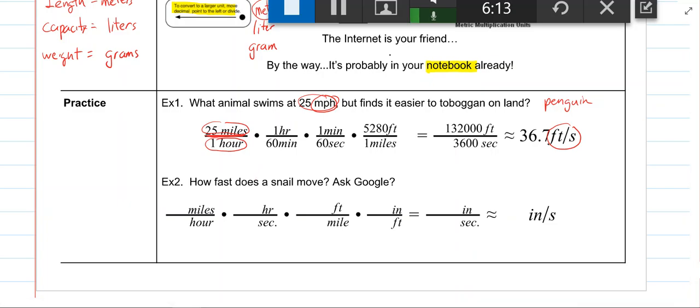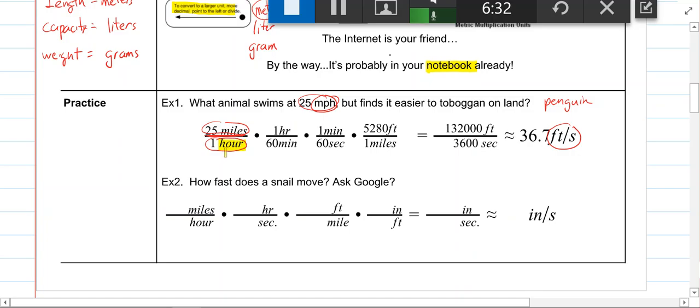First, we concentrate on the top number. You don't have to, but that's what I do. Miles and miles are now going to be, oops, I misspoke there. Let me go back. Let me concentrate on the time, the bottom one.